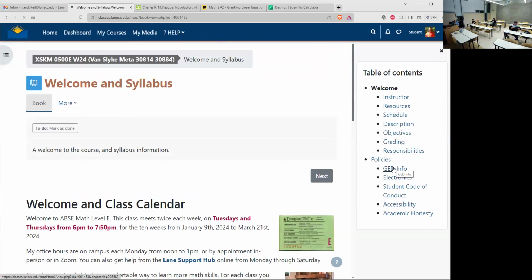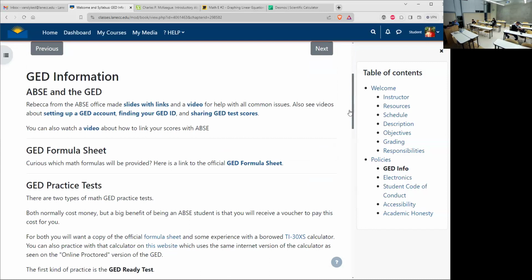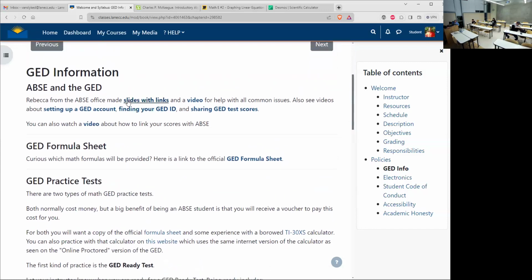There's a page there called GED info, and it tells you all about things. Notice this part at the top with all the links. Rebecca from the office is amazing. She's made a slide, she's made a video, she's kind of walking you through this process. But what you need to do is first make an account at the GED website. Then you need to link that to LCC. Once you do that, the ABSE office can give you a code that will give you a free practice test. As part of the benefit of you being here, you don't have to pay for it.